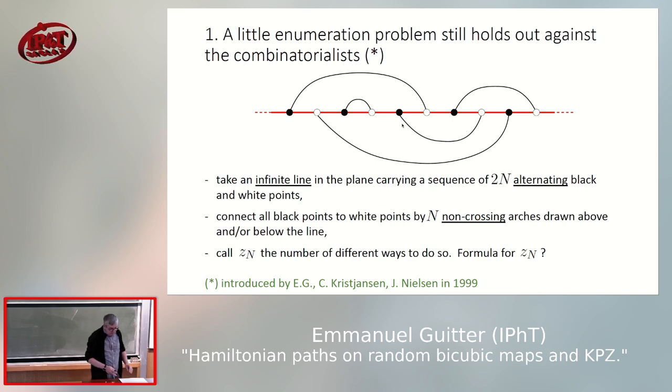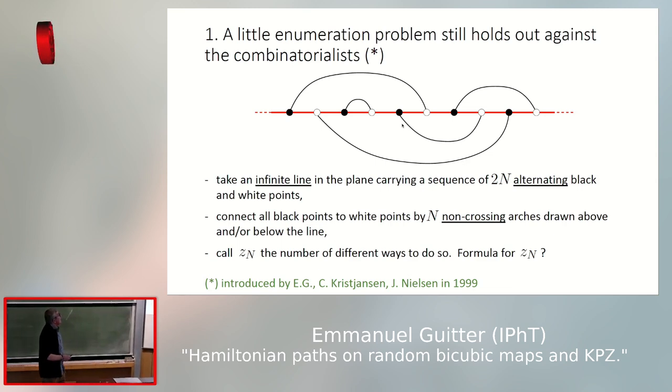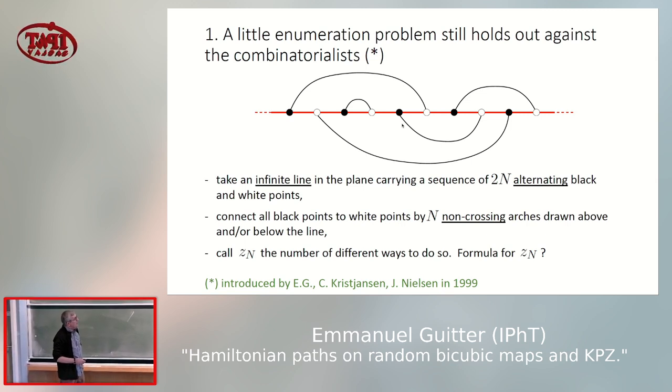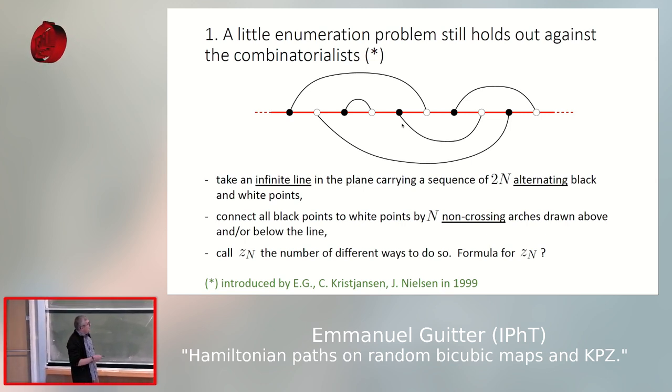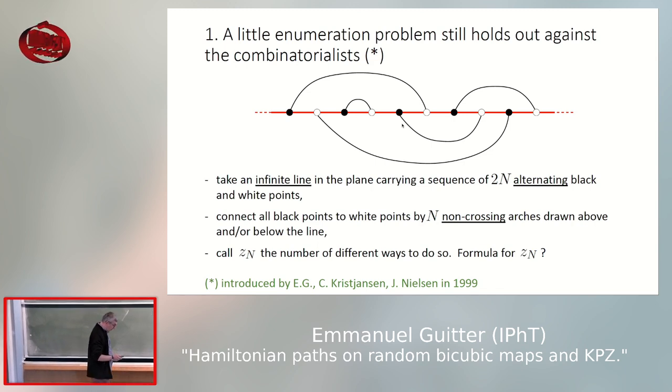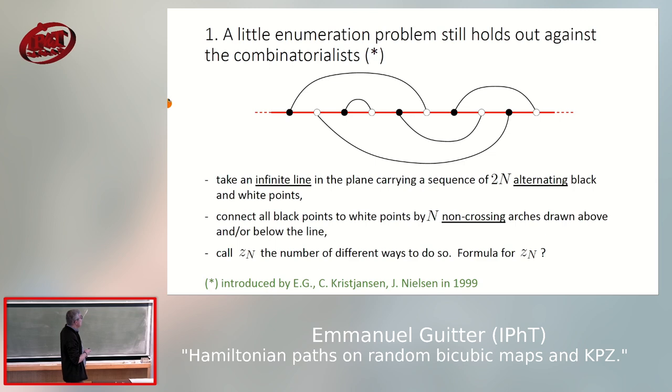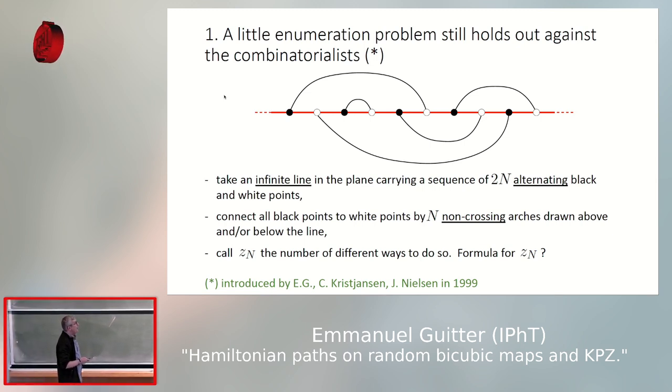Okay, so the story starts with a simple enumeration problem, I mean, simple to state, which is the following. Imagine you have a straight line all the way from the west to the east. This is a red line, and on this line you draw a sequence of 2n alternating black and white points. It's very important that they are alternating. Then you decide to connect all the black points to white points by a system of n non-crossing arches, which you can draw either above or below the line.